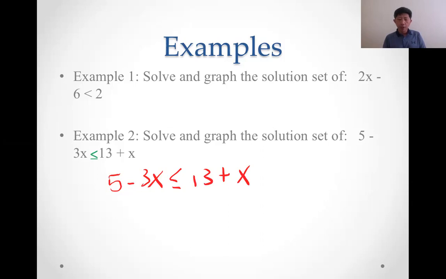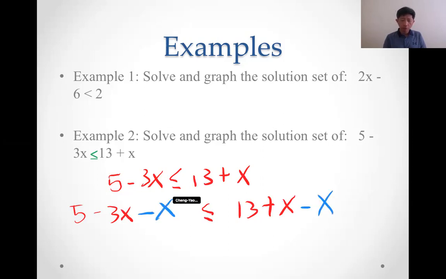I want to move x over to the other side, so I subtract x from both sides. Let me change to another color. Because I want to get rid of this x, I subtract x from both sides, just like with equality.